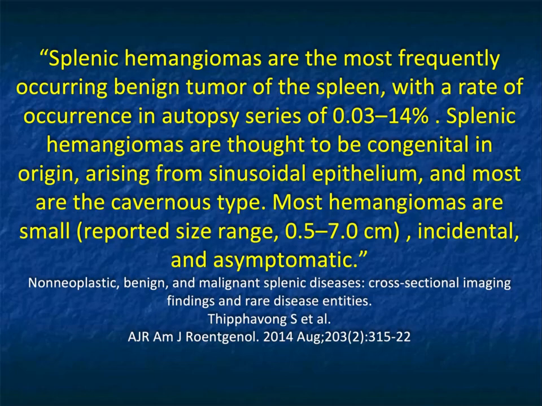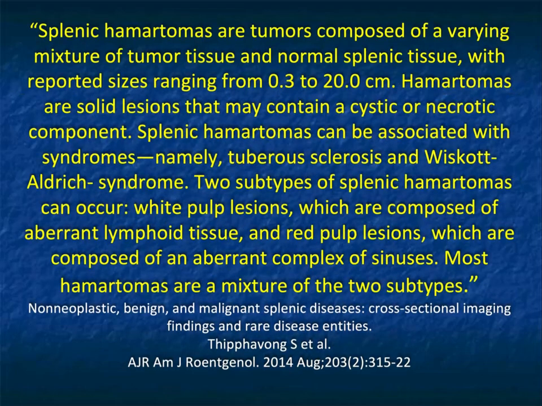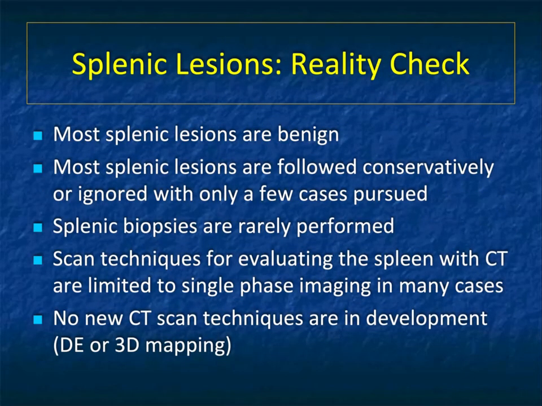Now, as I mentioned, hemangiomas are the most frequent benign tumor of the spleen. They're small, sometimes solitary, often multiple. As I mentioned about hamartomas, there are a couple syndromes that are associated with tuberous sclerosis, Wiskott-Aldrich syndrome, but those syndromes are so rare, that's not really the issue. The thing about hamartomas, as I mentioned, they tend to bulge out of the spleen, and that usually helps me with my differential diagnosis.